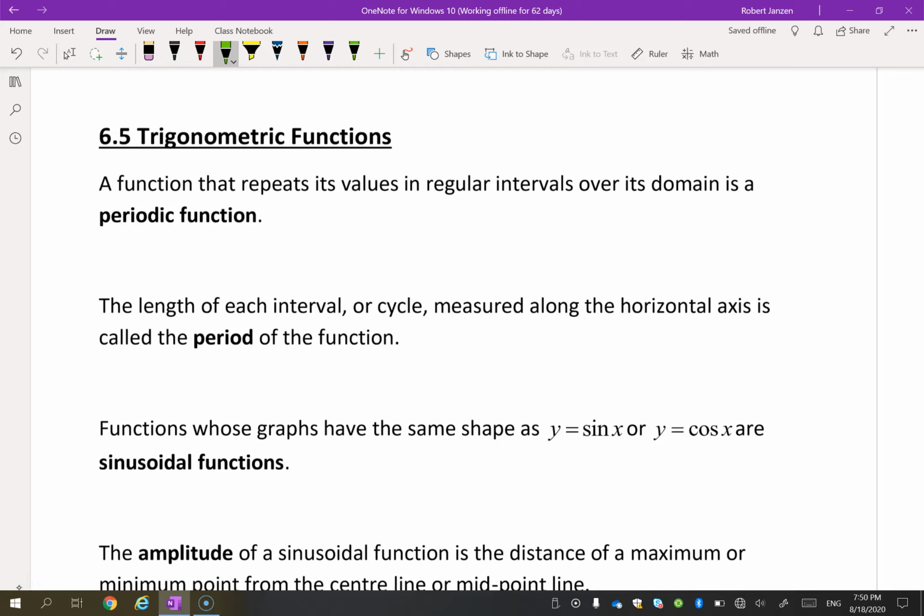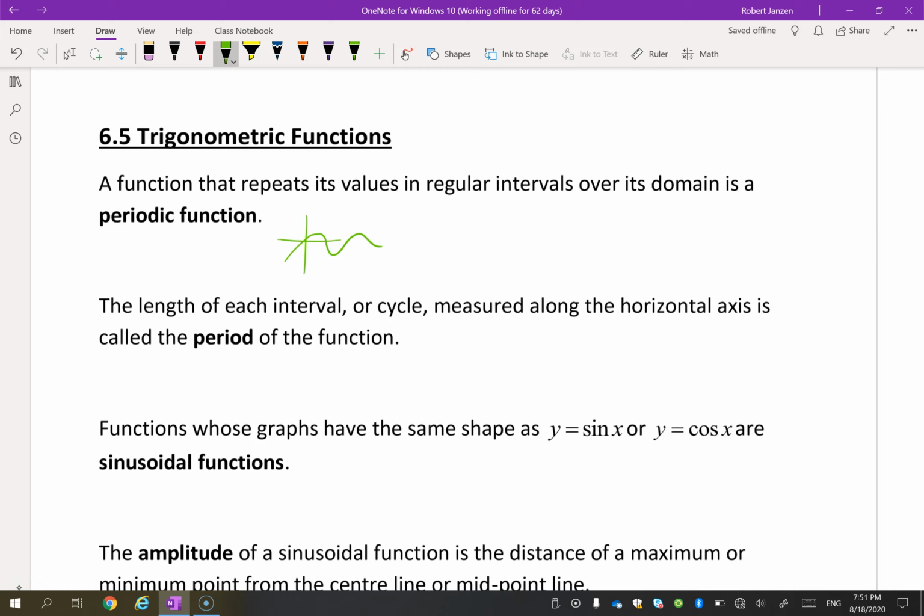So before we get into graphing some transformations, let's look at some definitions that I think you're probably familiar with. First of all, a function that repeats its values in regular intervals is a periodic function. Periodic just means something's repeating itself over and over again. The trig functions are periodic. The length of each interval or cycle is called the period. So that part that is repeating is called the period.